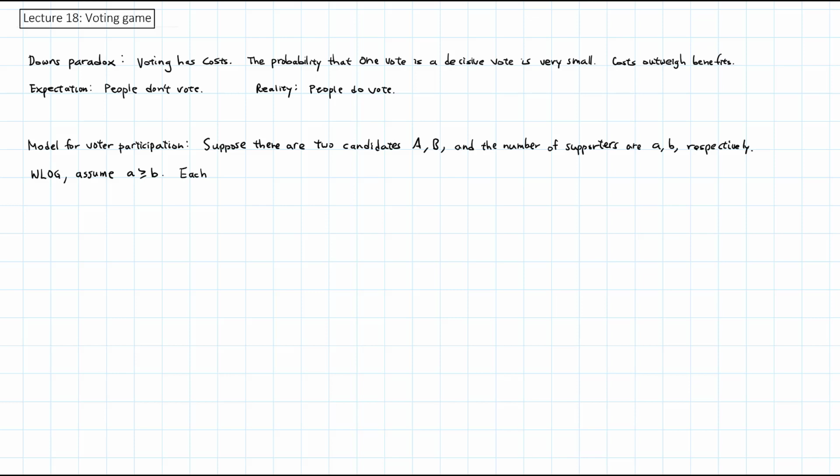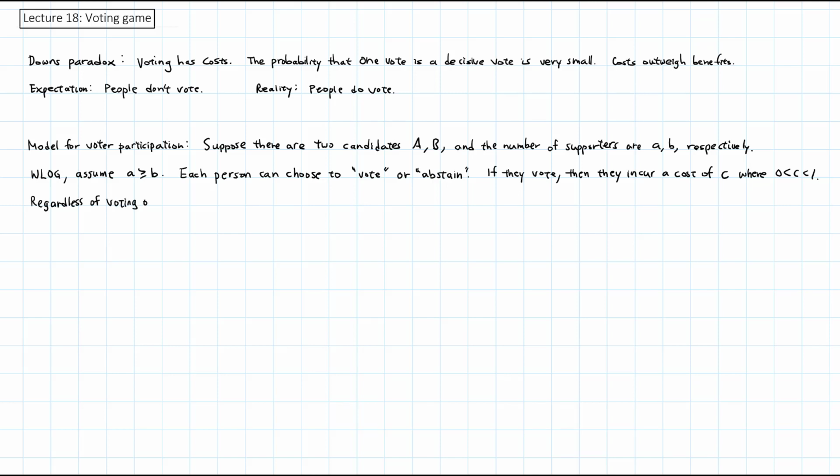Now each person has two choices. They can choose to vote or abstain. If they vote, then they incur a cost of C, where C is between 0 and 1. Regardless of voting or abstaining, each person gets a payoff of 2 if their supporting candidate wins, 1 for a tie, and 0 for a loss.